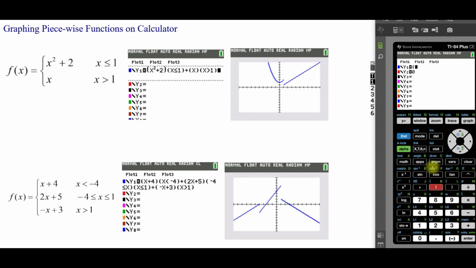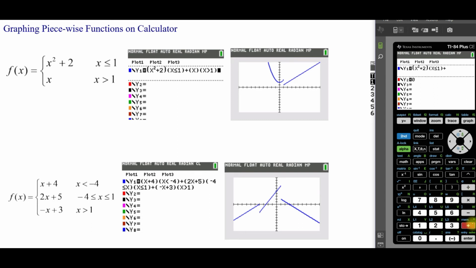First, in parentheses, you're going to put the first expression in. So I'm going to do the x squared plus 2. Close that parenthesis, open a new parenthesis, and then you're going to put that domain restriction in. So you're going to type x, and then we have to do less than or equal to. In order to get that, you're going to go second math and choose the less than or equal to sign, which is number 6, and then type in the 1. Close the parentheses on that.